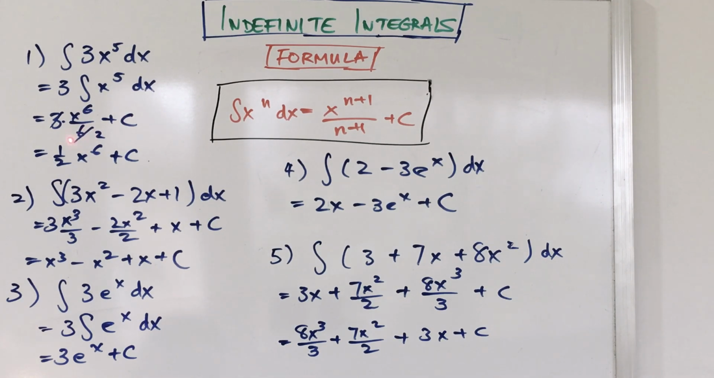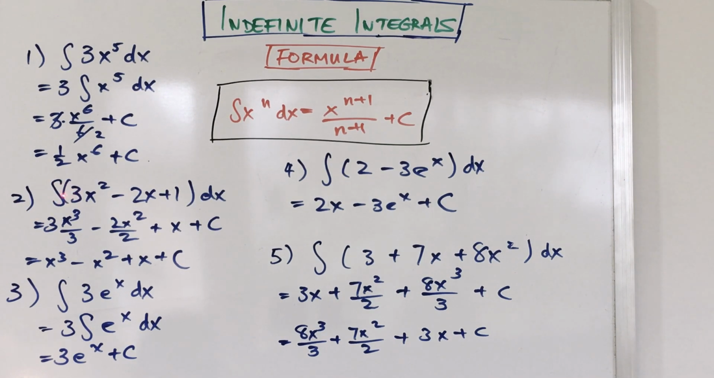So that's what happened here. And then you just divide the common factor here, it cancels, so you have 1 over 2 x to the 6 plus c. And obviously you have the constant here because it's an indefinite integral. And we're going to move on to example number 2.